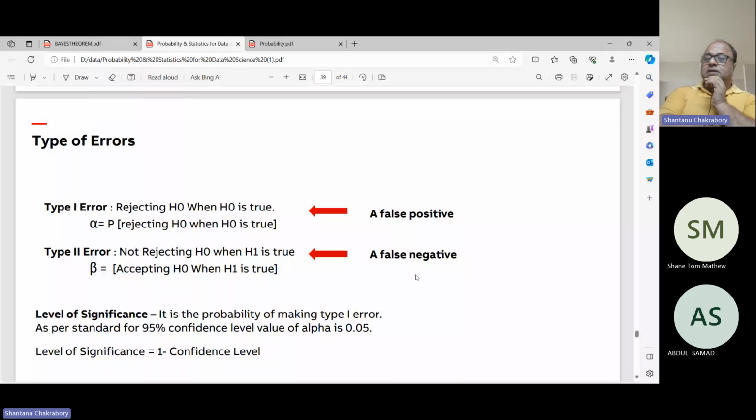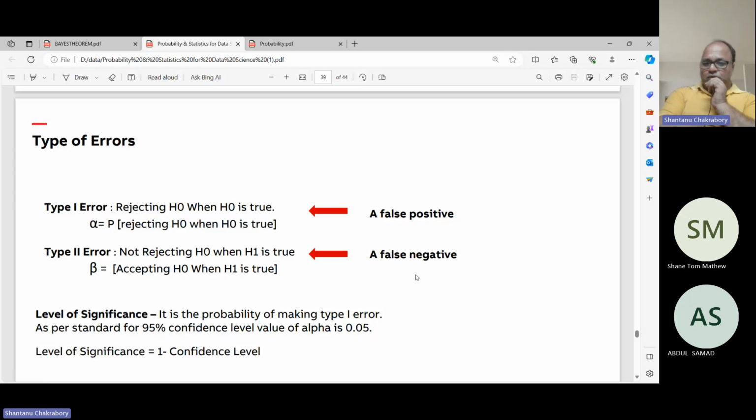So that is when you reject a null when the null is true, or when you accept a null when the alternate hypothesis is true. Those are the types of error, type 1 error and type 2 error. And what is alpha? Alpha is the level of significance. It is the probability of making a type 1 error. As per the standard, 95% level of confidence gives your alpha: 1 minus 95% gives you 5%, that is 0.05. That is how we check alpha when we go for p-test and t-test in inferential statistics.